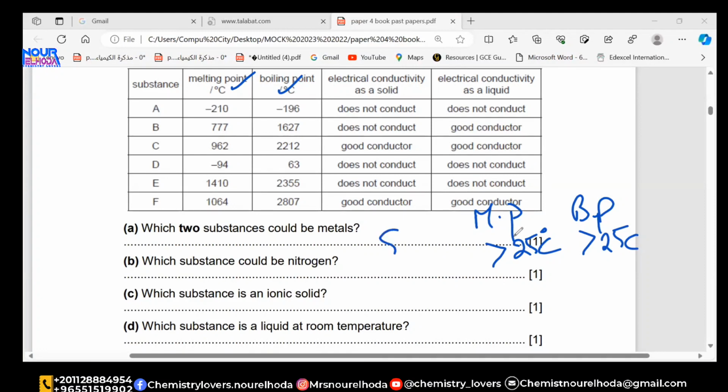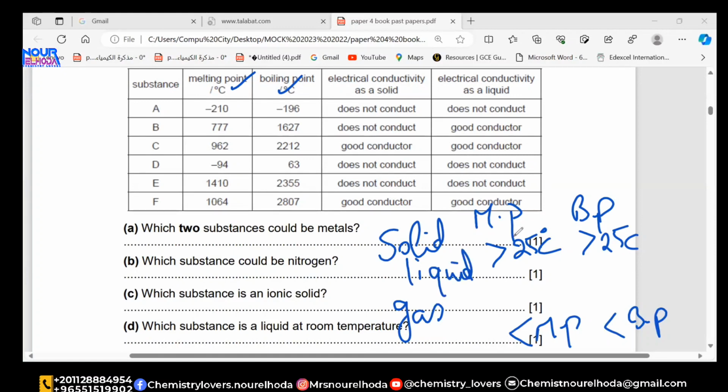When do I know that this is a gas? When you find the melting point and the boiling point both less than 25, small numbers, this is a gas. How do I know that this is a liquid? Like water, I will find the melting point less than 25 but the boiling point more than 25. Water's melting point is 0 and its boiling point is 100.